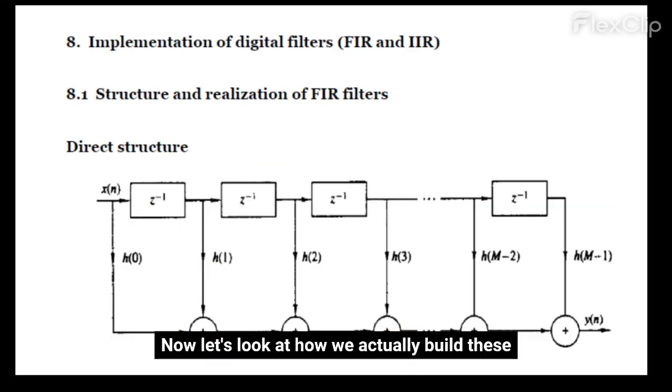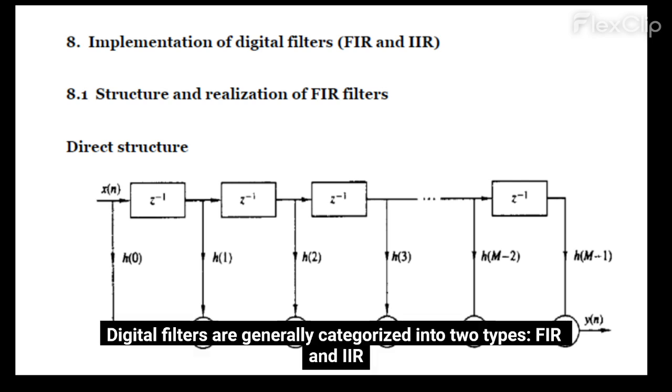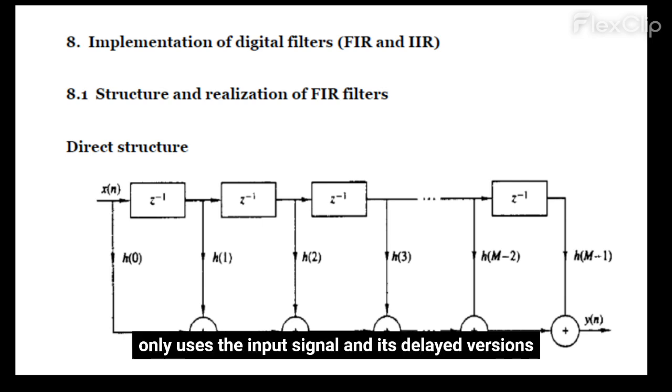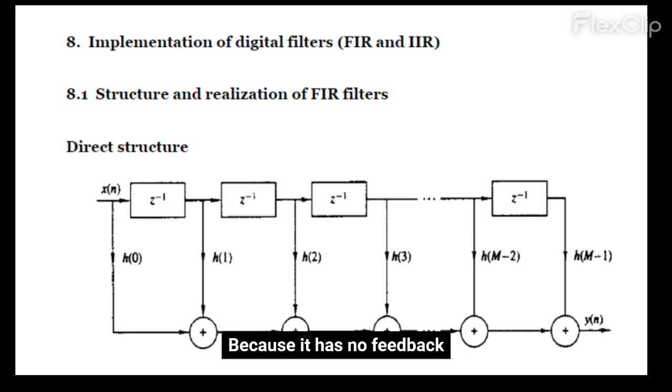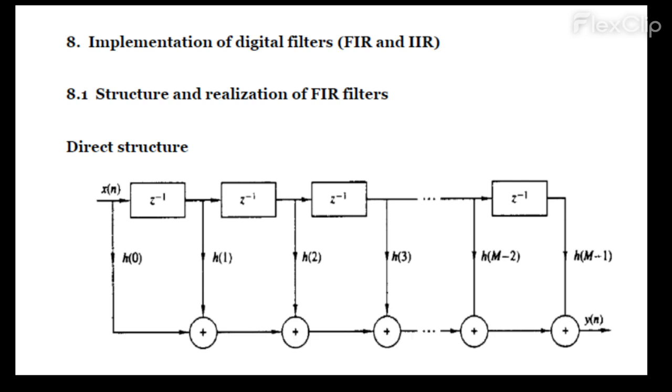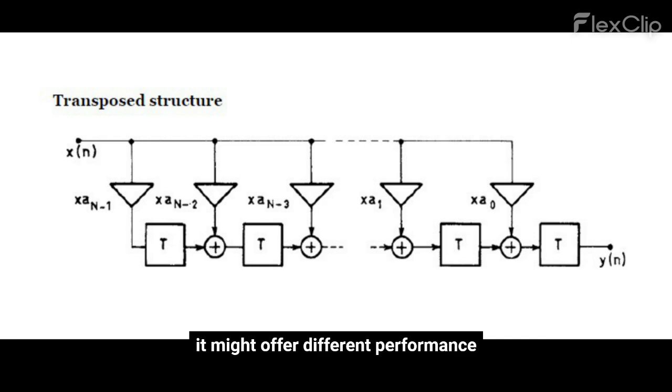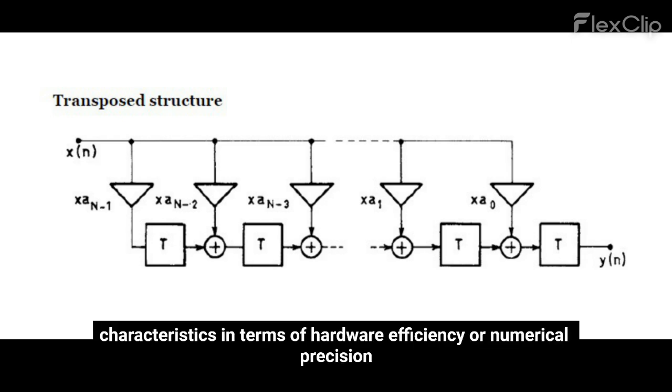Now let's look at how we actually build these. Digital filters are generally categorized into two types, FIR and IIR. A finite impulse response, FIR, filter, shown here in its direct structure, only uses the input signal and its delayed versions. Because it has no feedback, it is always stable. There are different ways to arrange the same math. This is the transposed structure of an FIR filter. While mathematically identical to the direct form, it might offer different performance characteristics in terms of hardware efficiency or numerical precision.